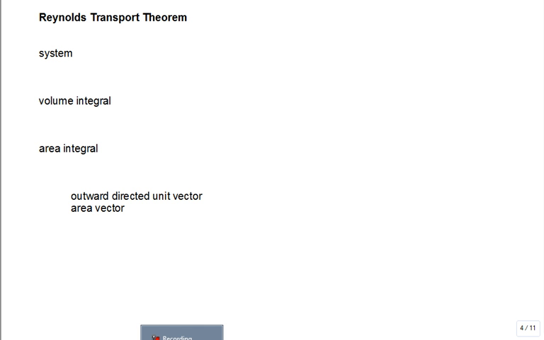Reynolds transport theorem. A lot of times it's abbreviated RTT. In some textbooks, it's not given the elaborate name of Reynolds transport theorem. It's just derived and shown. Let's go ahead and derive it or show it.